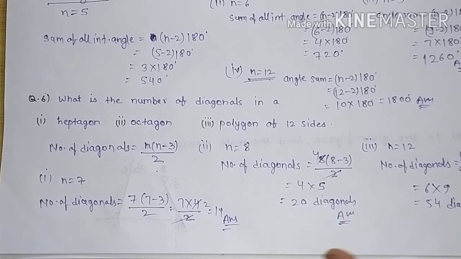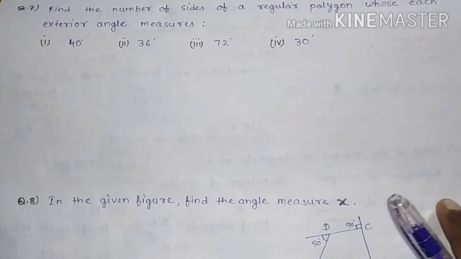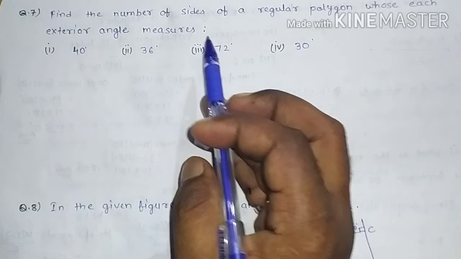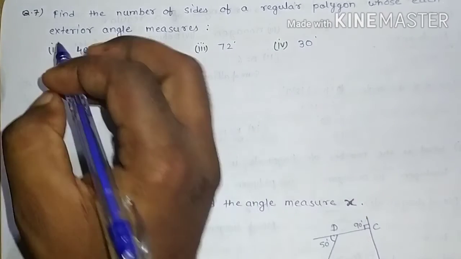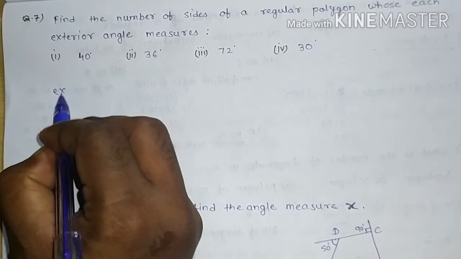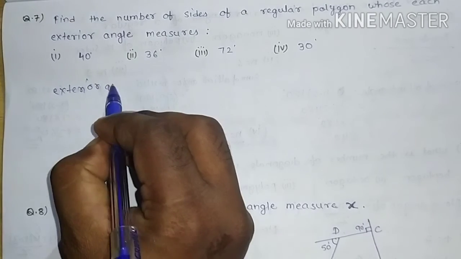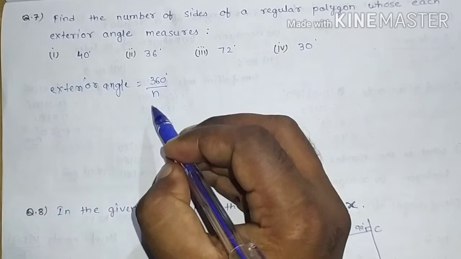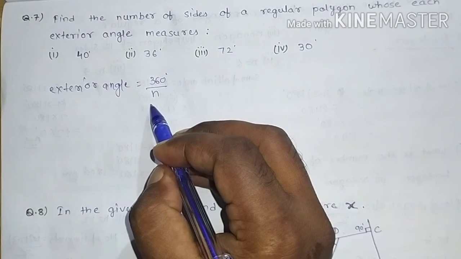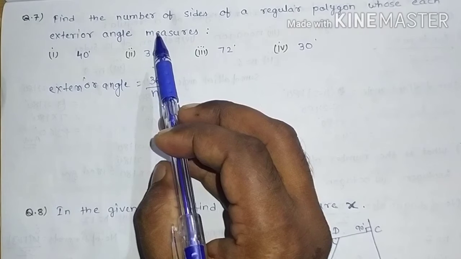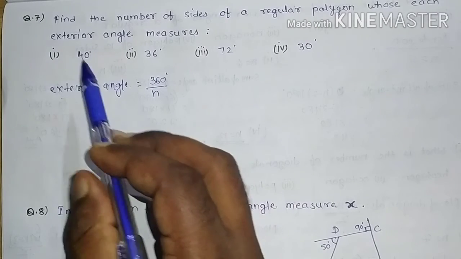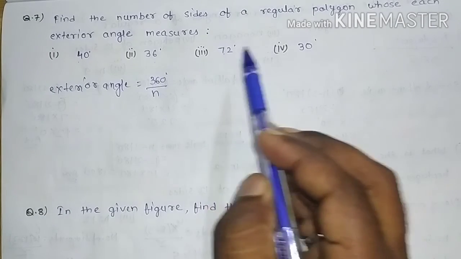Now this is the complete explanation of question number 6. Now the next question, question number 7. Find the number of sides of a regular polygon whose each exterior angle is given. We know this formula: each exterior angle equals 360 degrees divided by n, and n represents the number of sides of the polygon. Here we have to find n, and the exterior angle is given as 40 degrees, 36 degrees, 72 degrees, and 30 degrees.